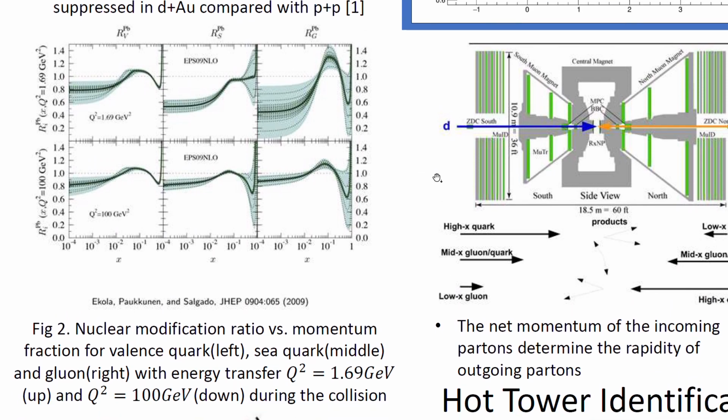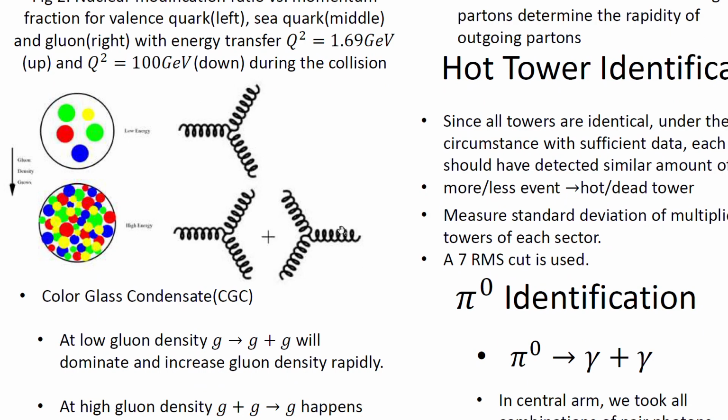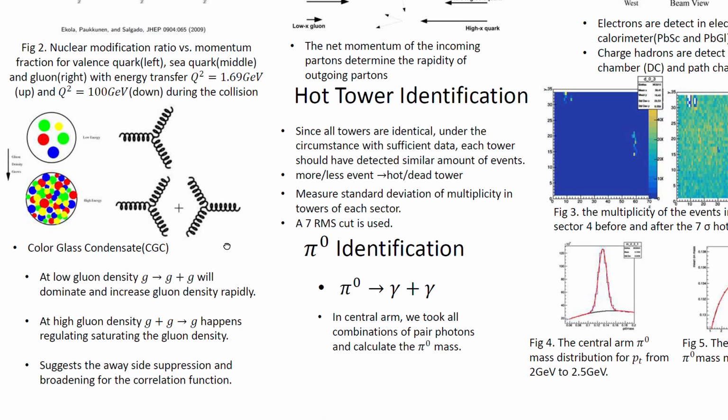And this is the plot of the nuclear modification ratio as a function of momentum fraction. Those two plots are for gluon. We can see at the lower momentum region, there's actually less gluon per proton in the nuclear compared with a single proton. To explain those phenomena, there's something called color glass condensate.